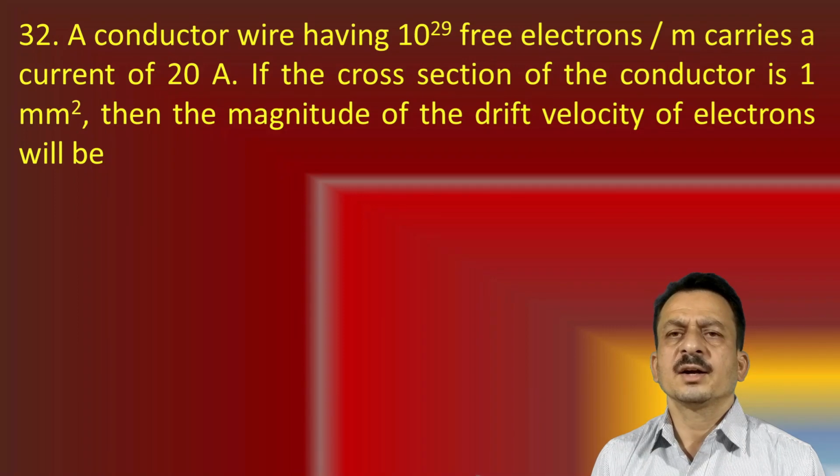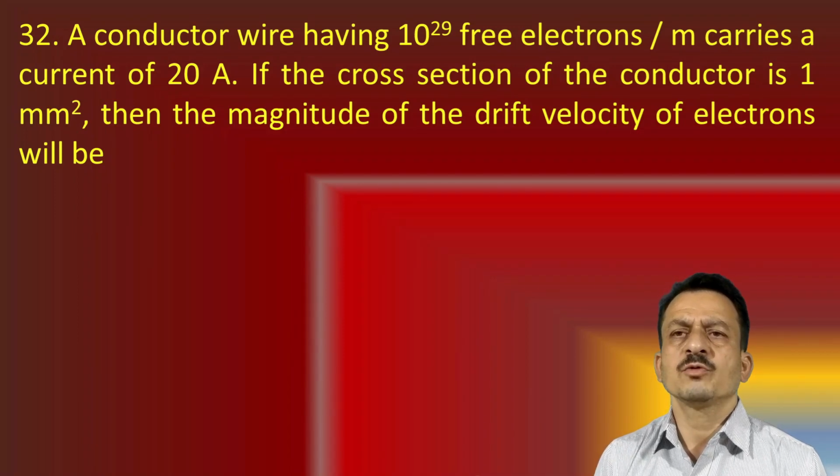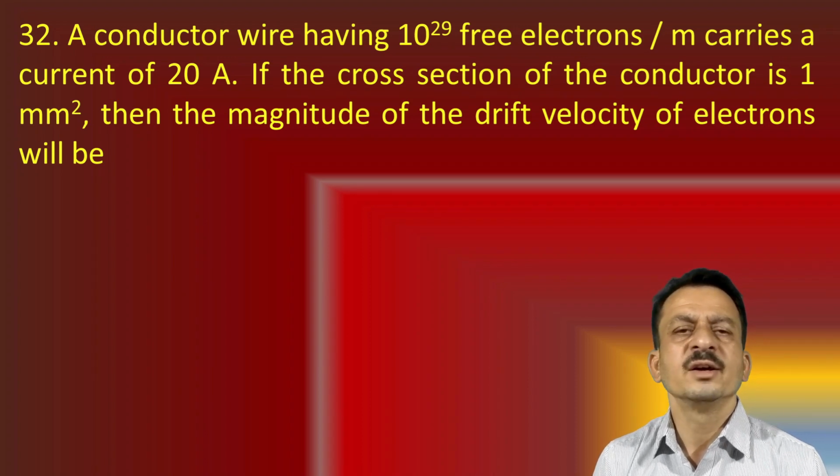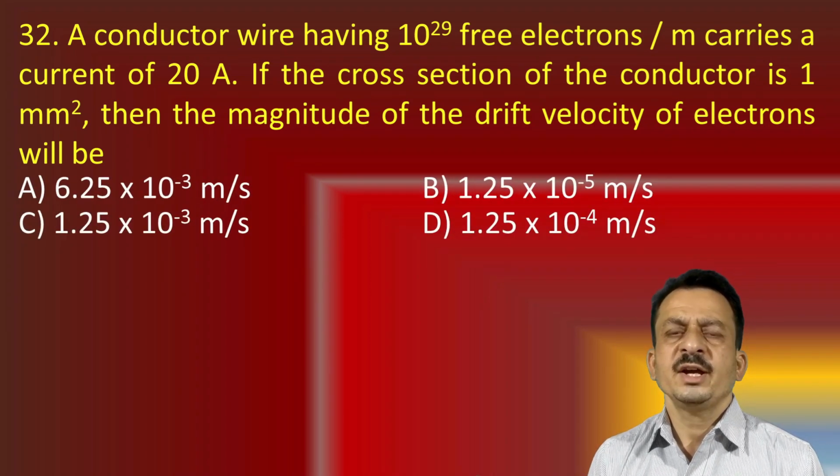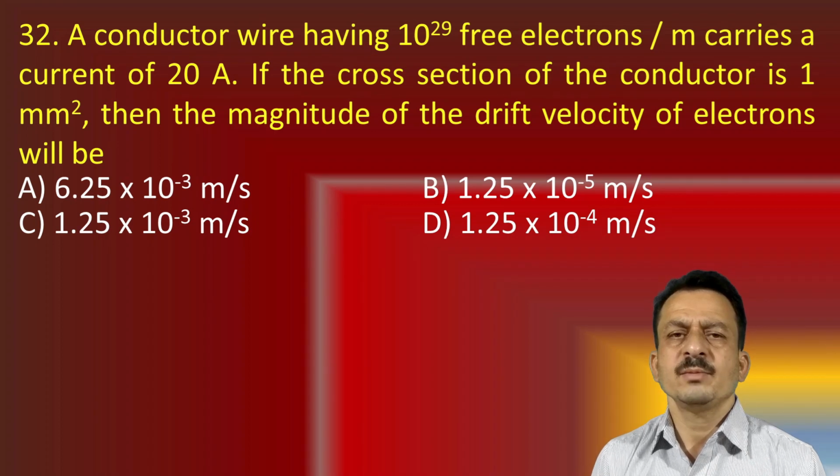A conductor wire having 10 to the power of 29 free electrons per meter carries a current of 20 amps. If the cross section of the conductor is 1 millimeter square, then the magnitude of the drift velocity of the electron will be. Options: A 6.25 into 10 raised to minus 3 meter per second, B 1.25 into 10 raised to minus 5 meter per second, C 1.25 into 10 raised to minus 3 meter per second, D 1.25 into 10 raised to minus 4 meter per second.